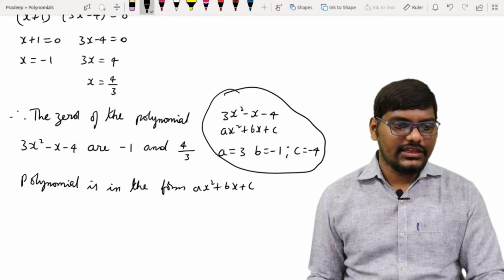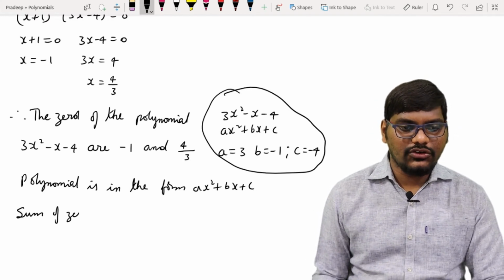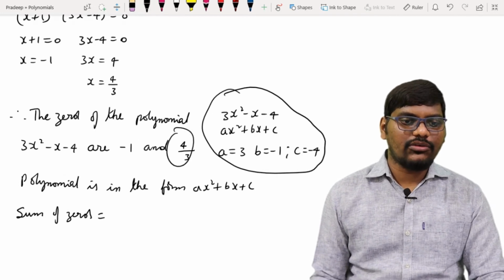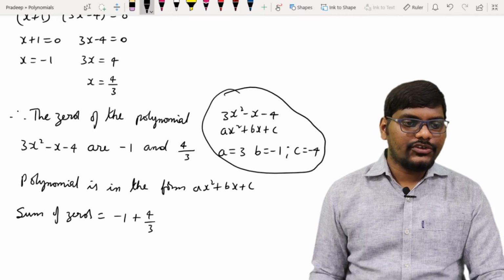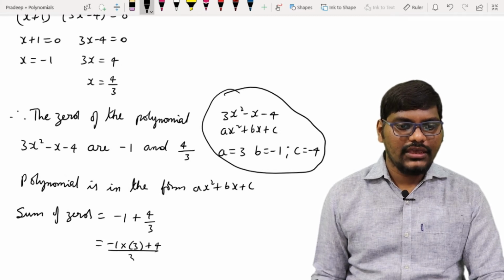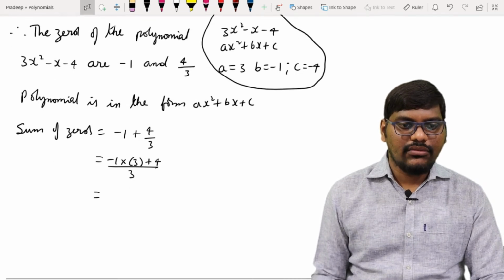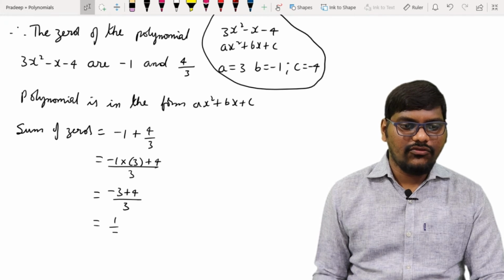We'll take the sum of zeros. So I can write here sum of zeros. So what are the zeros? That is minus 1 and plus 4 by 3. So I can write minus 1 plus 4 by 3. So we'll do the LCM, minus 1 into 3 plus 4 whole by 3. So this I can write as minus 3 plus 4 by 3. This is 1 by 3.